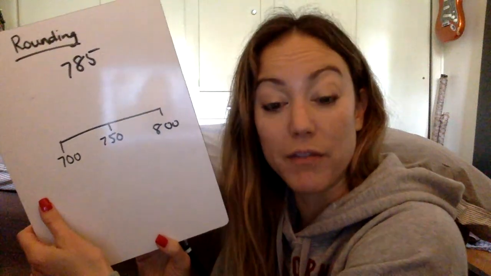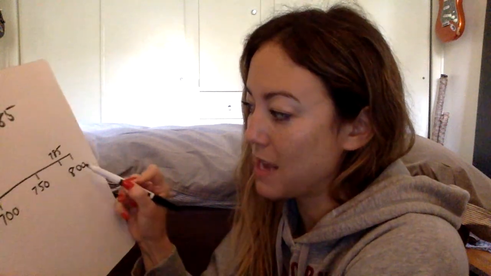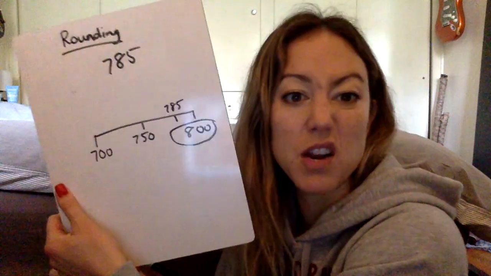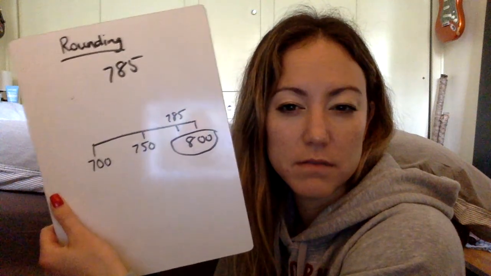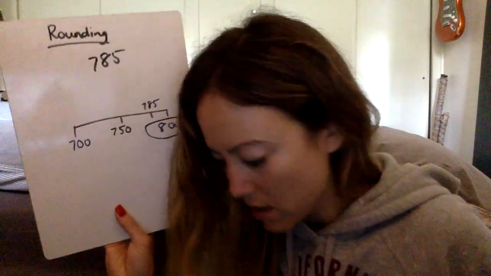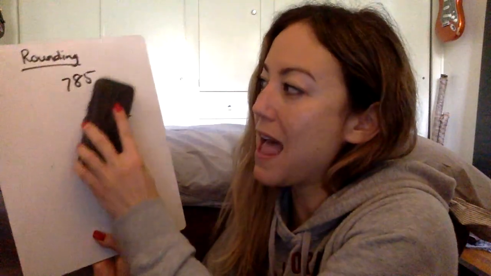750. So then you can figure out, well, I'm realizing 785 is closer to 800 than it is to 700. Does that make sense? So for today, you're going to learn how to estimate multiplication answers by rounding. And you're also going to need to know how to round to the nearest 1,000.